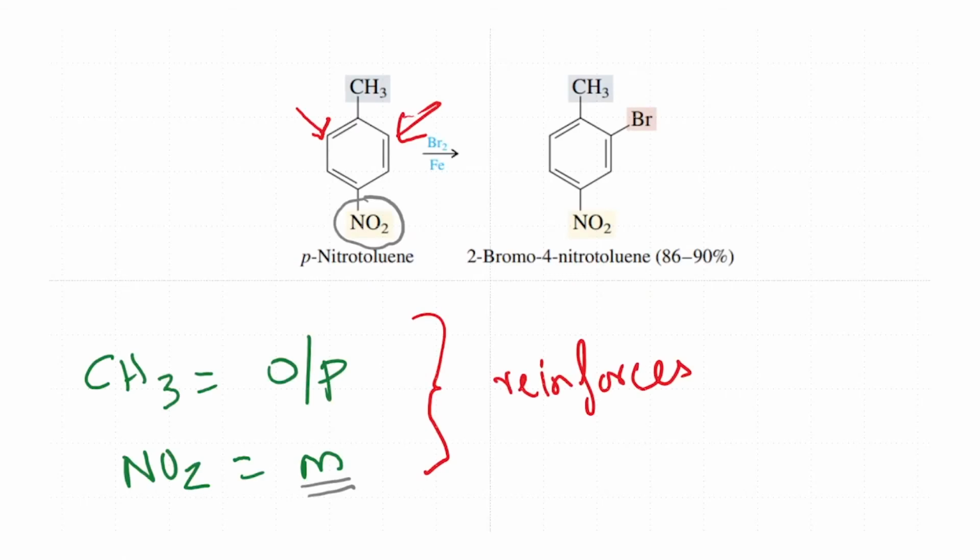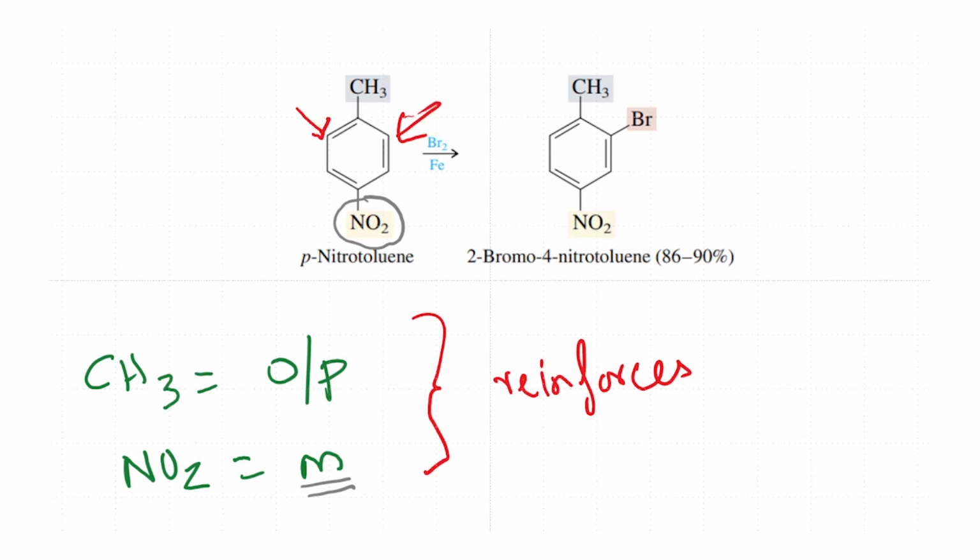So to begin with, let's look at the methyl group. The methyl group is clearly ortho-para directing, and therefore the two red arrows as shown here are going to be the preferred positions for attack. The nitro group, on the other hand, is going to be meta-directing, and also it is going to be directing the bromination at the positions as shown by the arrow.